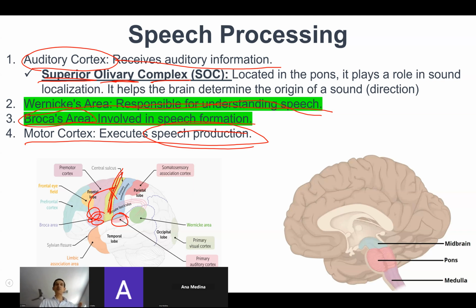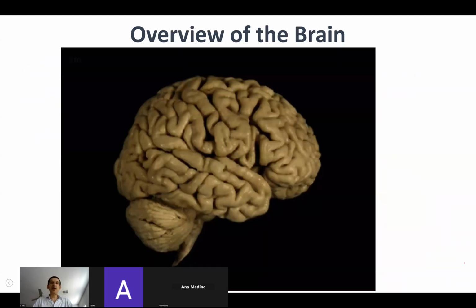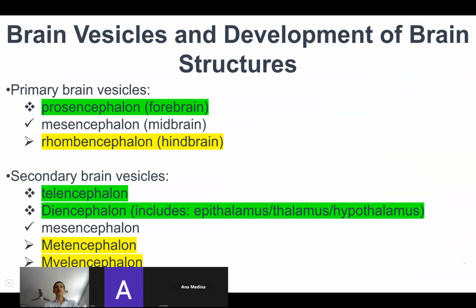All right. So the auditory cortex is strongly associated with the superior olivary complex, which is responsible for sound localization and sits right here in the pons. So the superior olivary complex gives you an idea of the direction.